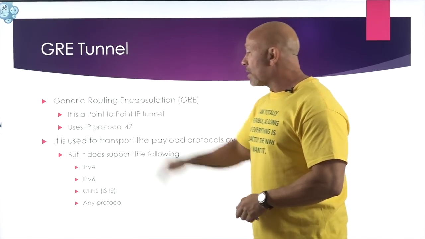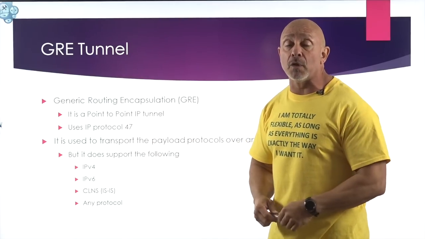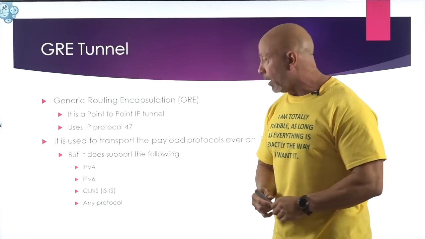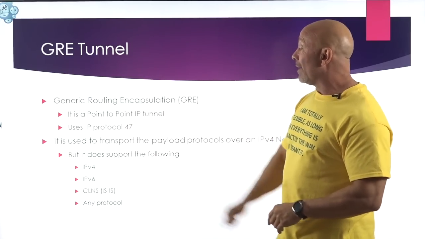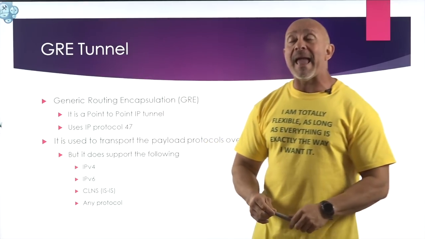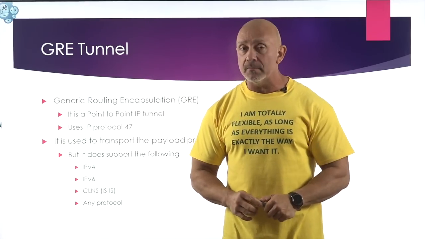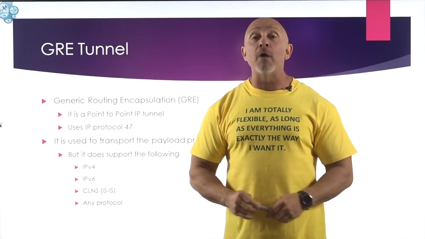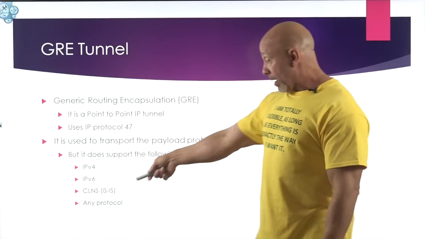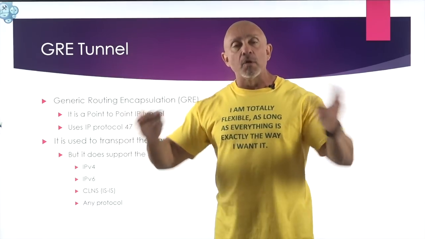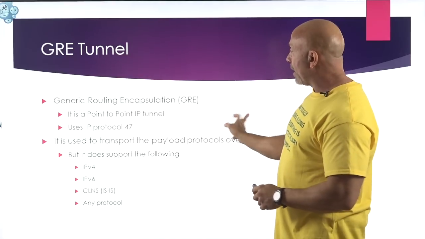So it uses the protocol 47. Why am I telling you this? Because it's something very basic that you need to know in case you're asked any questions on that, okay? So point to point uses IP protocol 47. And it supports any and all routed protocols: IPv4, IPv6, IPX, CLNS when you're running ISIS. So GRE supports that. So now we know that.